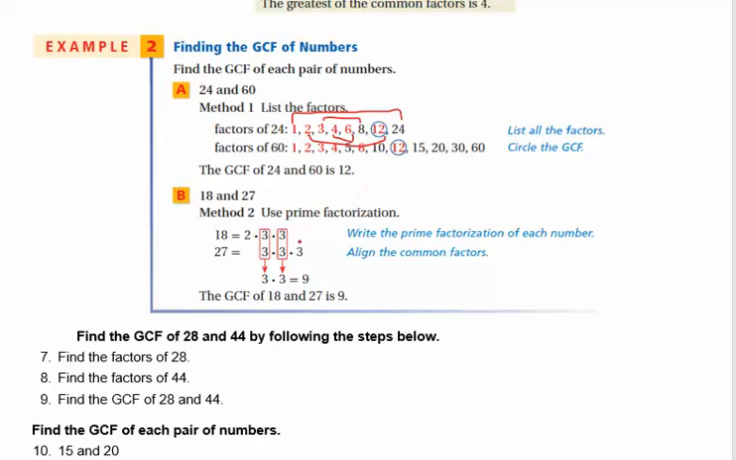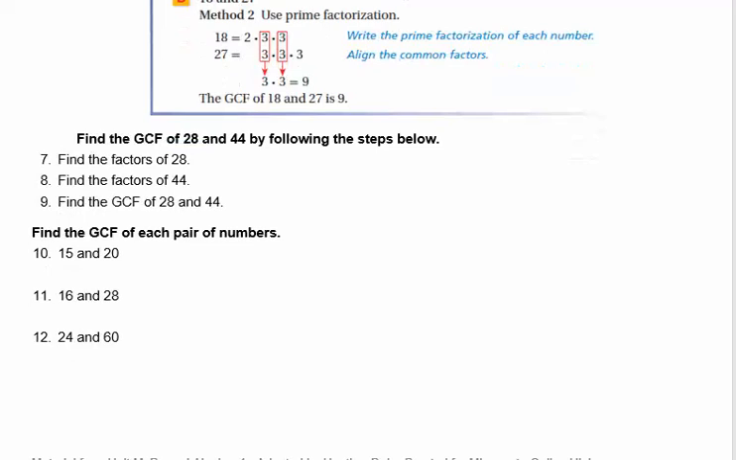The other method is to write the prime factorization of each of them using factor trees, or just your knowledge of what the factors of the number would be, and then any common factors have to get multiplied together. So there were 2 3s that were common in both of those numbers. Nothing else was common. So then 3 times 3 is the greatest common factor of those two. So you can use either method.